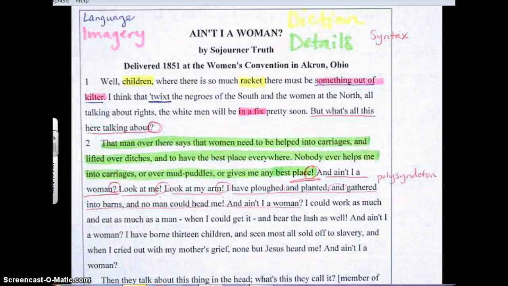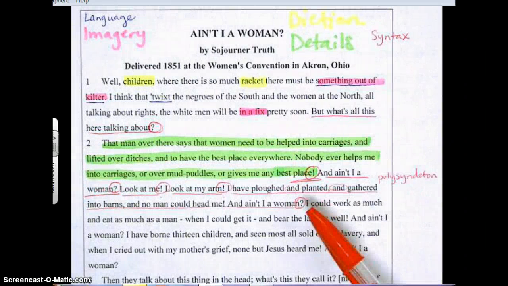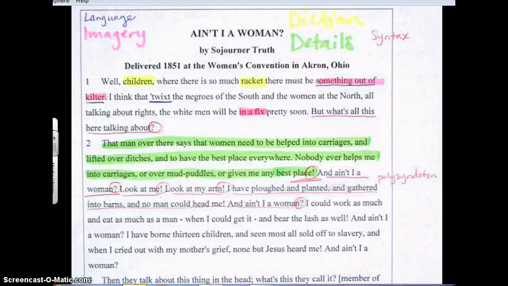We also have our rhetorical question, before I forget it, another one. So she said that twice. If she says, ain't I a woman again, I'm going to make note of that because that might be a good example of anaphora. "I could work as much and eat as much as a man when I could get it, and bear the lash as well." Some good details again.